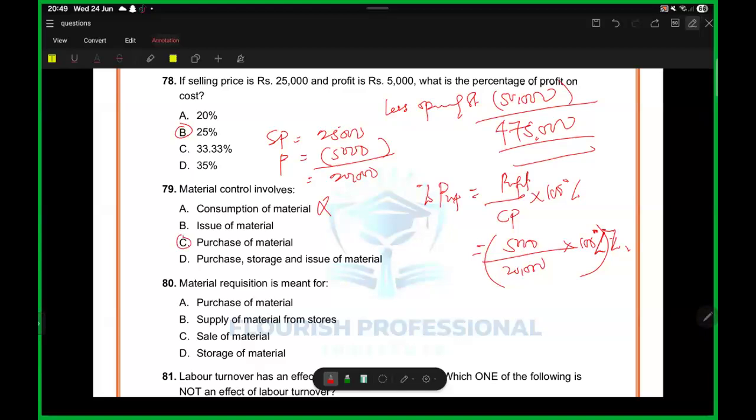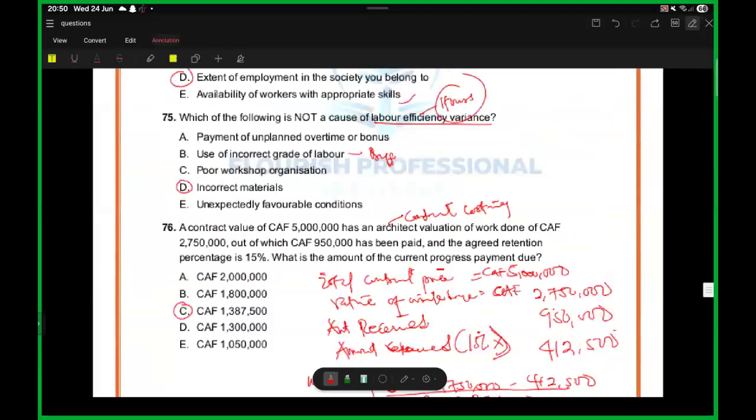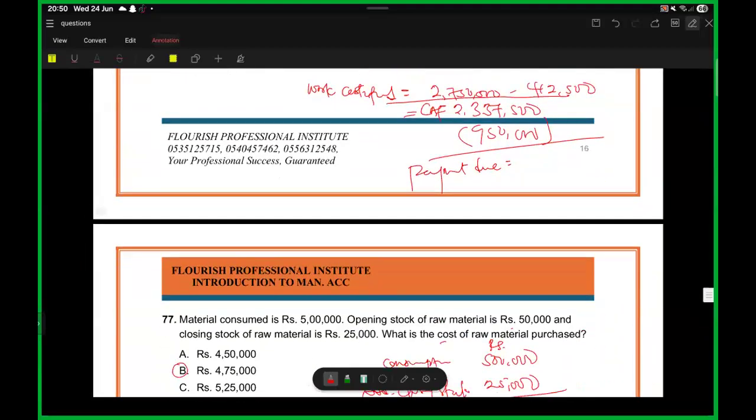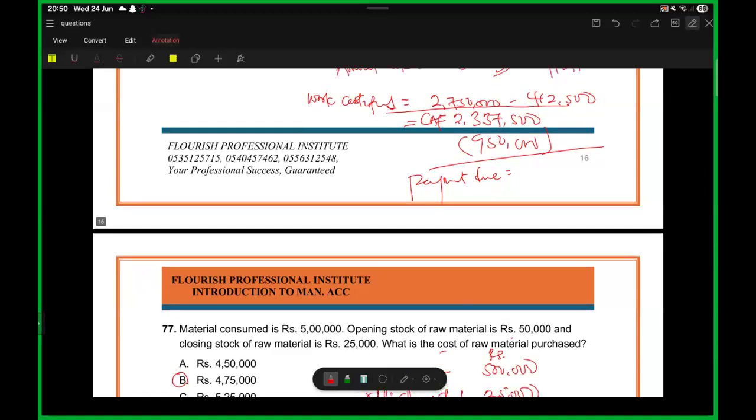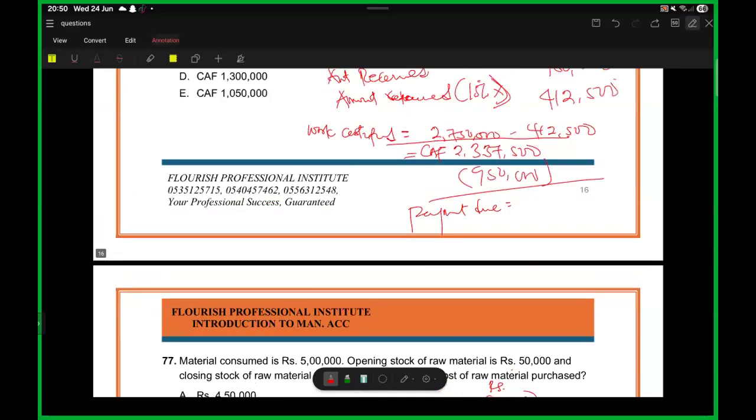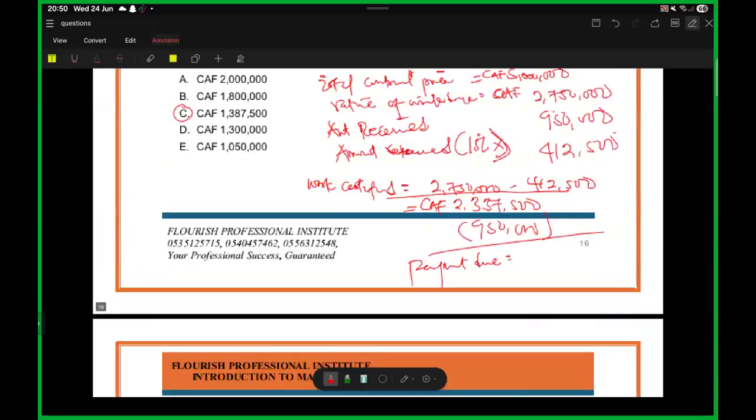Because if you are purchasing the material, that is where the material control comes in. You don't want to buy too much material in stock. Once too much material is in stock, you are locking up capital. So you are trying to minimize how you are buying your material. That is where the stock level all comes in. We set the maximum, we set the minimum, then the reorder. So if we buy, we make sure we don't buy to exceed a certain limit. So that will be the C, the purchases of material.